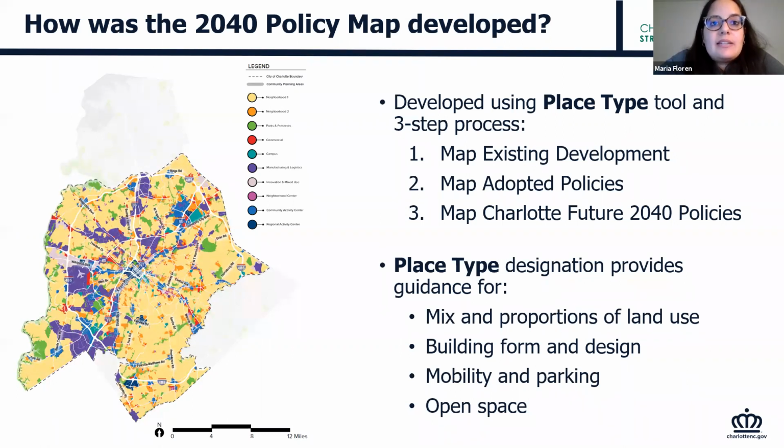The second step was to translate the city's adopted area plans into place types. This step illustrates how Charlotte would grow if we did nothing different and did not map the comprehensive plan policies. The third step built upon the adopted policy map and revised the map to reflect the Charlotte Future 2040 comprehensive plan policies. By building off of the adopted policy map, this process doesn't erase past planning efforts that are still valuable to the community. Instead, it respects what's working for our community and only revises the shortcomings that fail to address the city's current and future needs.